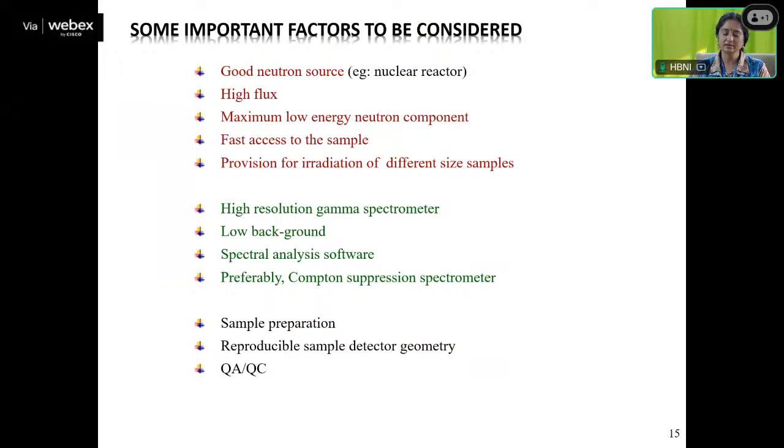Then sample preparation, reproducible sample detector geometry, and then whatever result you have got, you have to analyze it for its quality, whether you have got a true result or there is some bias in the result. So you have to evaluate all those things.